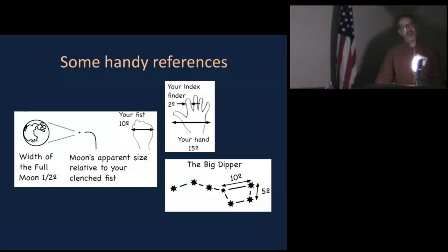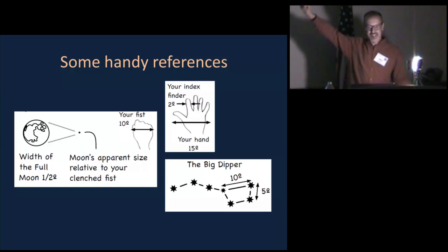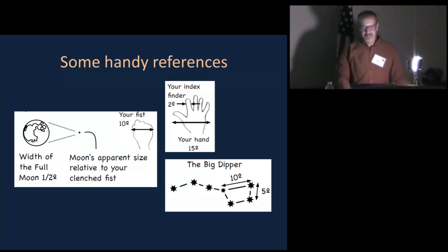If you want to get a rough idea of how big things are out there, here's a few things. Your fist is roughly 10 degrees. A finger is roughly 2 degrees if you hold it at arm's length. Your entire breadth of your hand is roughly 15 degrees. And the Big Dipper has some good references built into it as well.